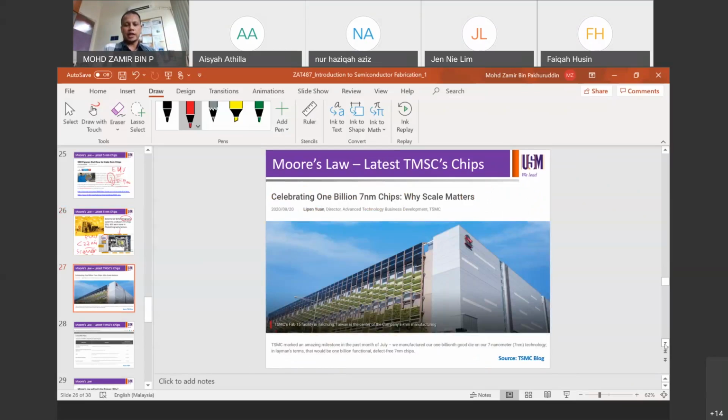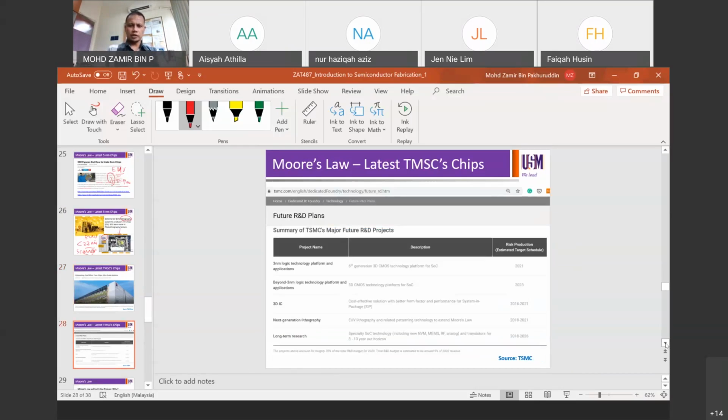All right, this is TSMC, Taiwan Semiconductor Manufacturing Corporation. They've just celebrated. If you look at the date there, it's August 2020. It's just one year of TSMC celebrating 1 billion 7nm chips produced. That means they've just reached a production milestone for their 7nm chips since last year. So they are now the first in the world for what we call high performance, right?